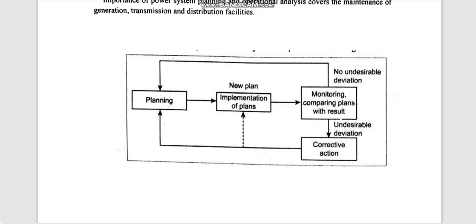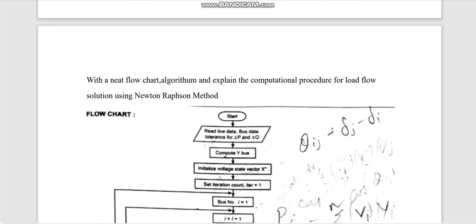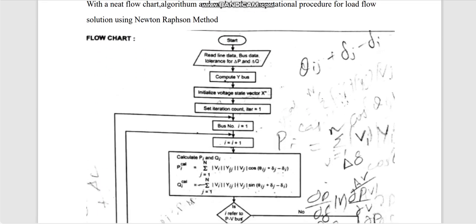This is a closed loop system, working continuously for attaining the proper output. If you write all these points, you will get 8 marks. Next one is a big question, that is a flow chart.